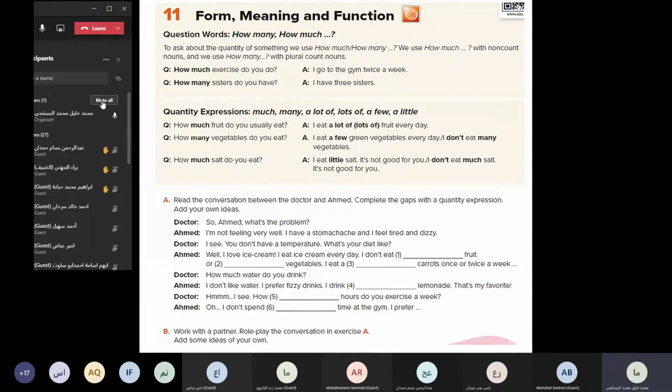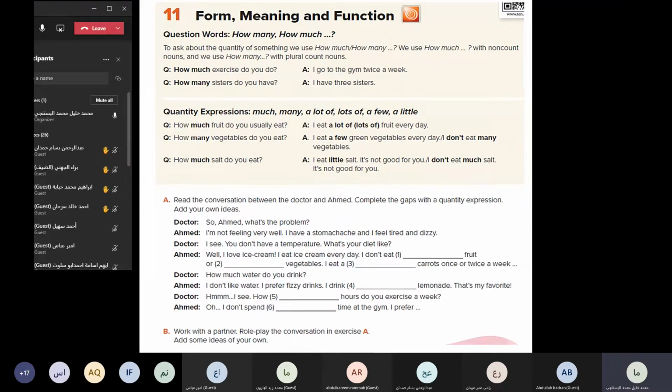Now what about the second, Abdurrahman? Yes, how many vegetables do you eat? A few green vegetables every day. I don't eat many vegetables. Abdurrahman, here. How many sisters do you have? I have 3 sisters. Good. So we ask how many with plural countable nouns. If you want to ask about plural countable nouns, we ask with how many. How many sisters do you have?